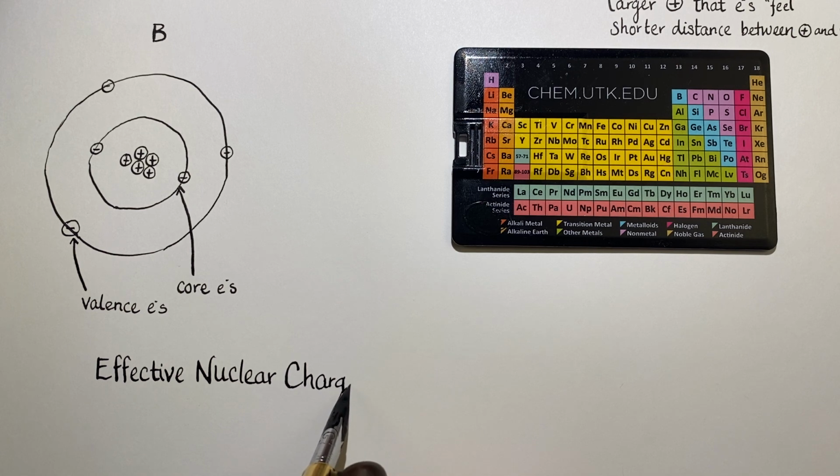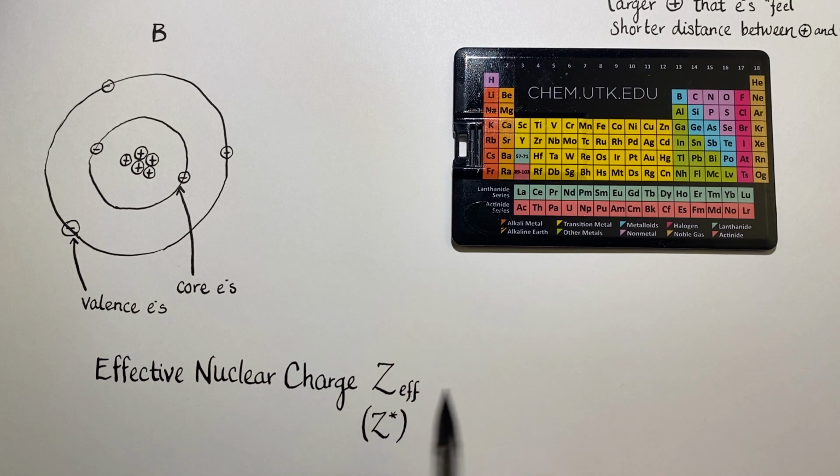The symbol for effective nuclear charge is capital Z, and oftentimes subscript EFF for effective. But I will say that there's some textbooks that call it Z star. Okay, I'm going to be calling it Z eff.